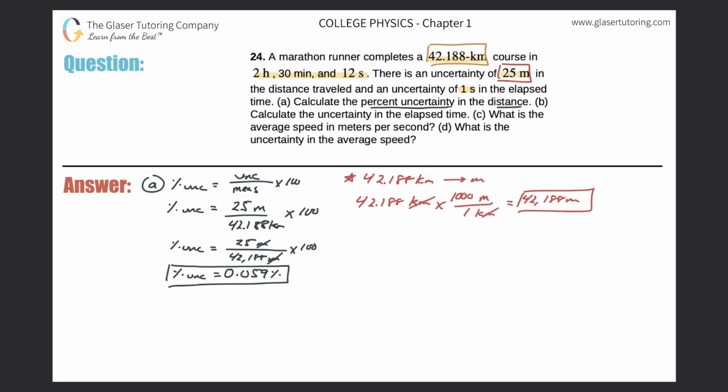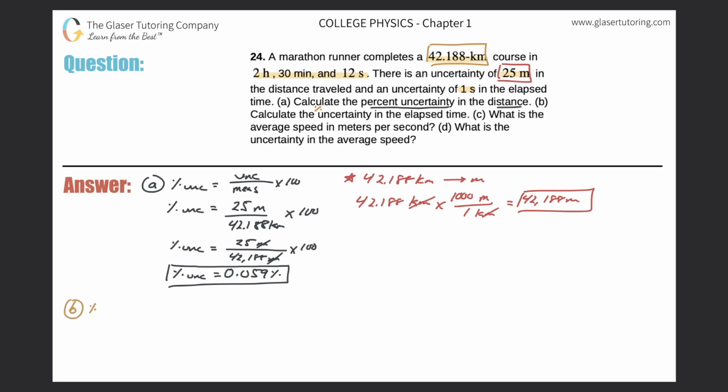All right, so now part B. Calculate the uncertainty in the elapsed time. Well, I think they made an error here. Why? Because they gave it to us. Look, it has an uncertainty of 1 second. Yep, done, calculated it, finished, B's over. I don't think they meant to do that. What I think they meant to say here was calculate the percent uncertainty. So let's do that. Let's calculate the percent uncertainty in the elapsed time.